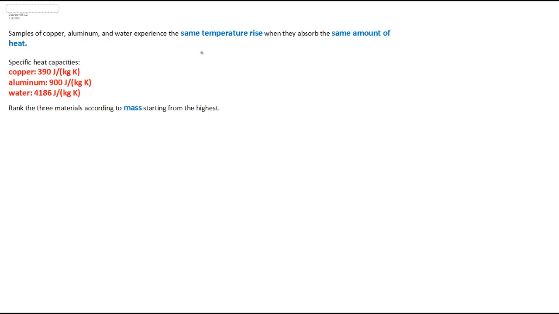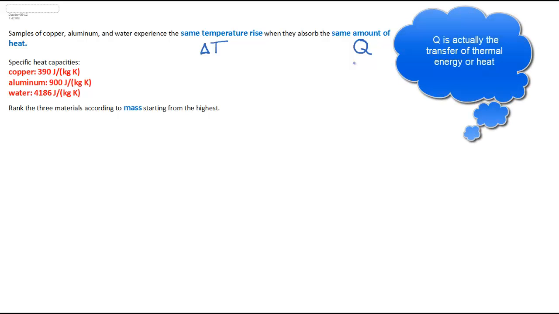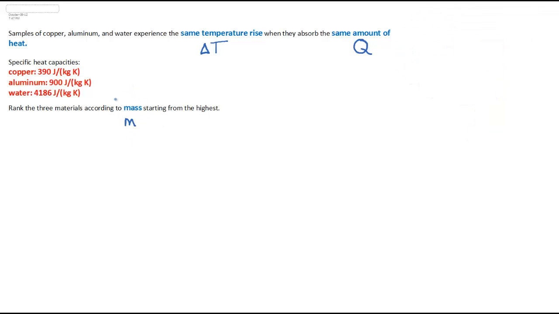They all have the same temperature rise. So when we talk about change in temperature, it's the same for each. They all absorb the same amount of heat, and in physics we use the symbol Q for thermal energy. We want to rank them according to mass, small m, and they give us all the individual specific heats, which is little c. So we know the equation immediately when we look at all the given information.